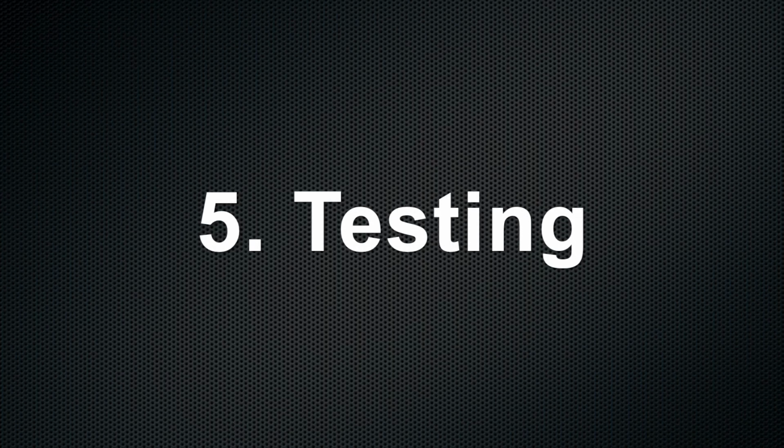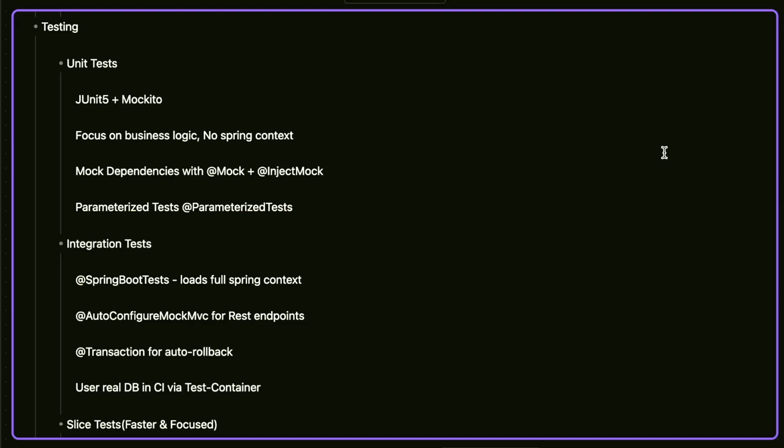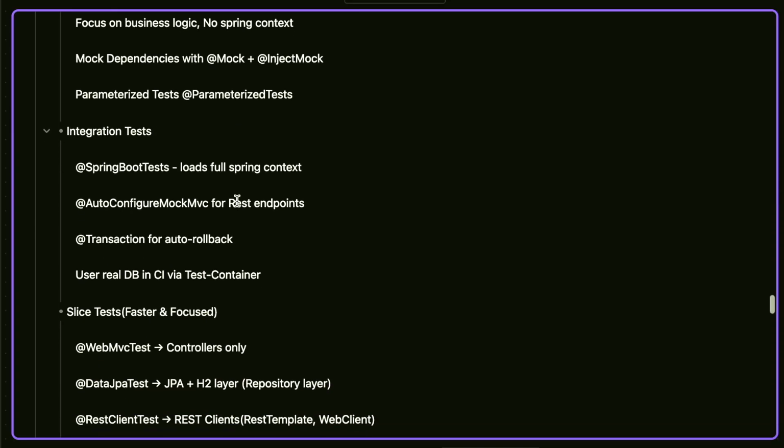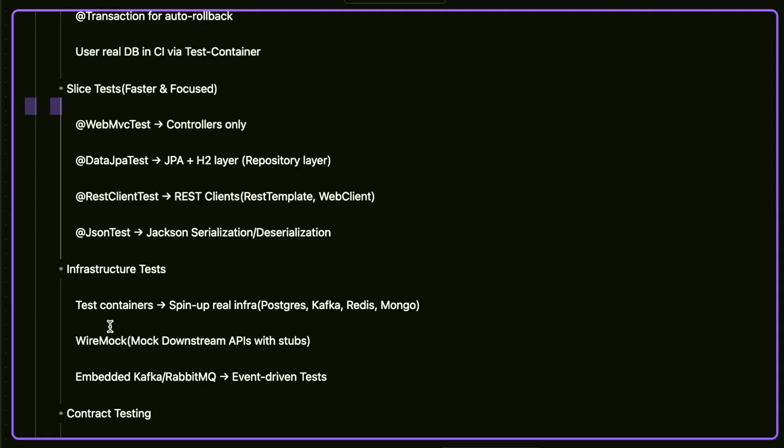So now the next very important topic is testing, where we have unit tests with JUnit 5 and the Mockito library. We have to mainly focus on business logic, not on Spring context. We can also mock dependencies using @Mock or @InjectMocks. We can also write parameterized tests using the @ParameterizedTest annotation. Then we have integration tests, slice tests, then we have infrastructure tests.